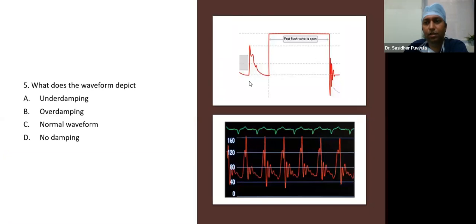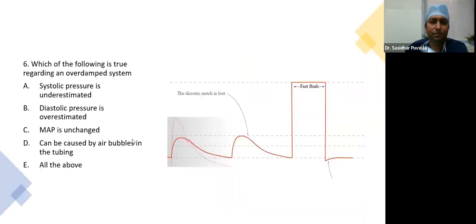Carefully observe the waveform here and tell me what you see. The above picture is the fast flush test, and the below one is the corresponding waveform. Yes, it is underdamping of the system. When the system is underdamped, you will have a lot of oscillations in your arterial waveform. And when you do a fast flush test, there will be more than 2 arterial waveforms. So this is an underdamped system.